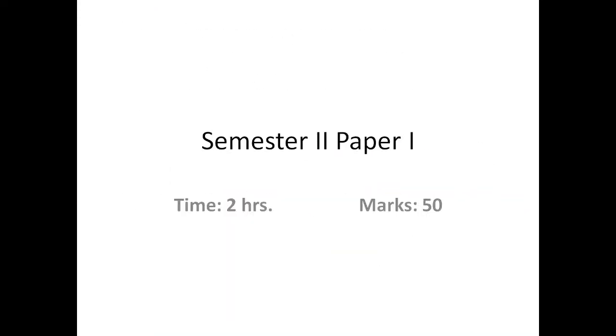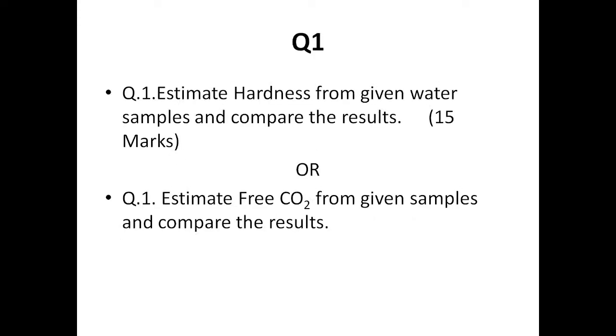Those who have joined late, see quickly, I'm going to revise the complete paper pattern. Semester 2 paper 1 is a 2 hours, 50 marks paper. In question number 1, estimate hardness from the given water sample. Here you will be given various water samples like tap water, well water, pond water, distilled water, or whatever type of water your examiner has decided.